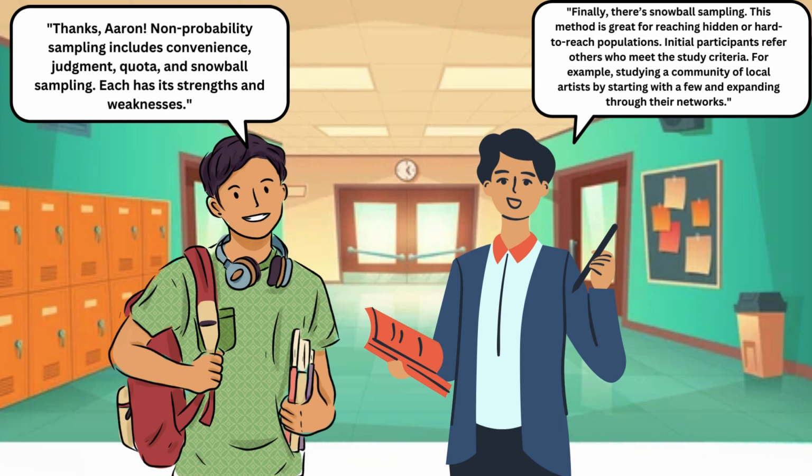Thanks, Aaron. Non-probability sampling includes convenience, judgment, quota, and snowball sampling. Each has its strengths and weaknesses.